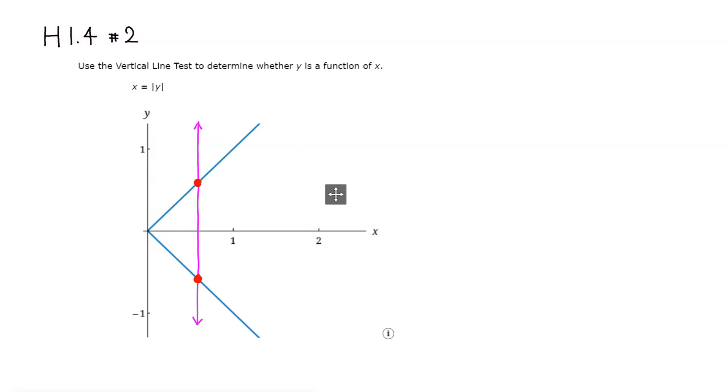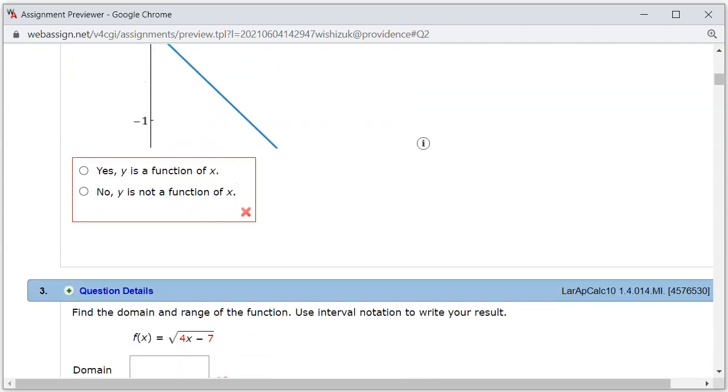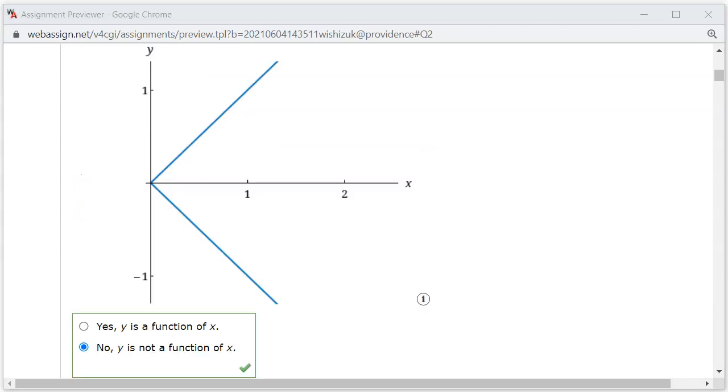So let's answer that. Hopefully we have the choice there. So, nope, it's not a function of x. Let's check the answer. It came back and looks like we got this one correctly.